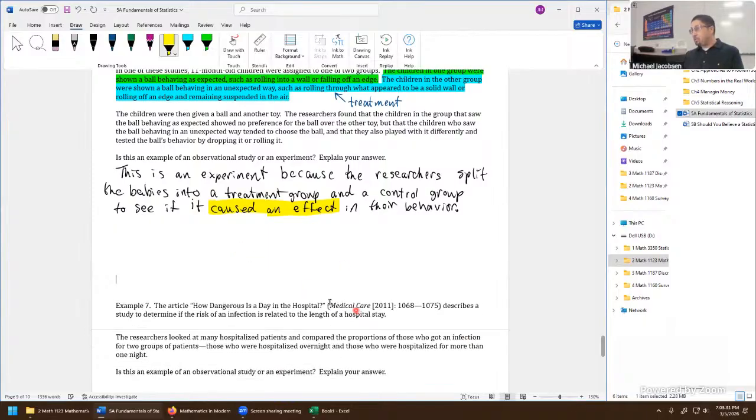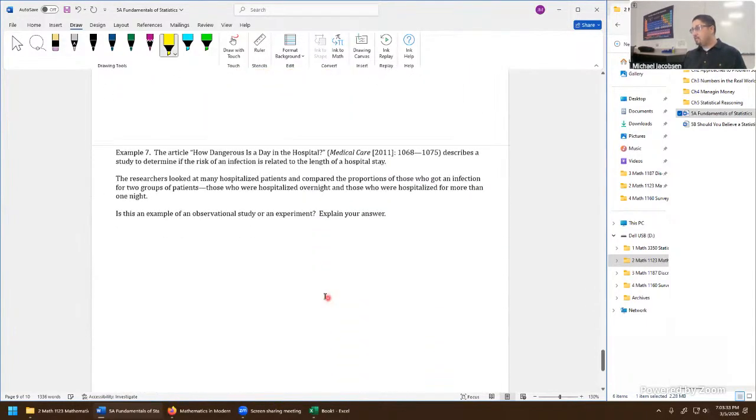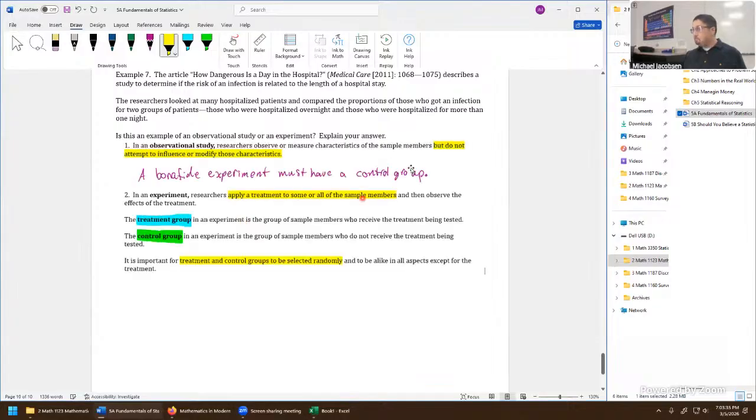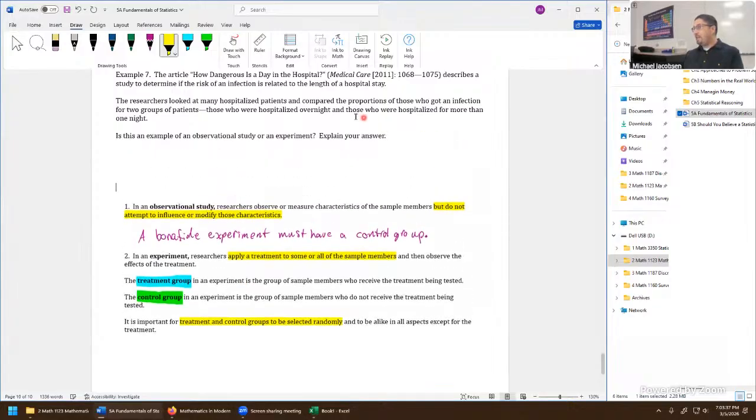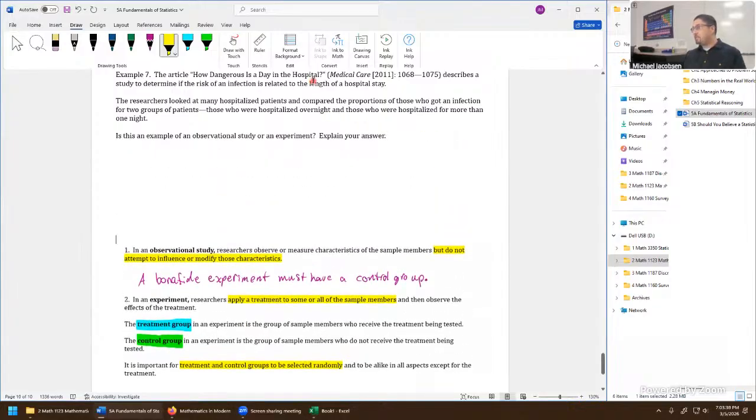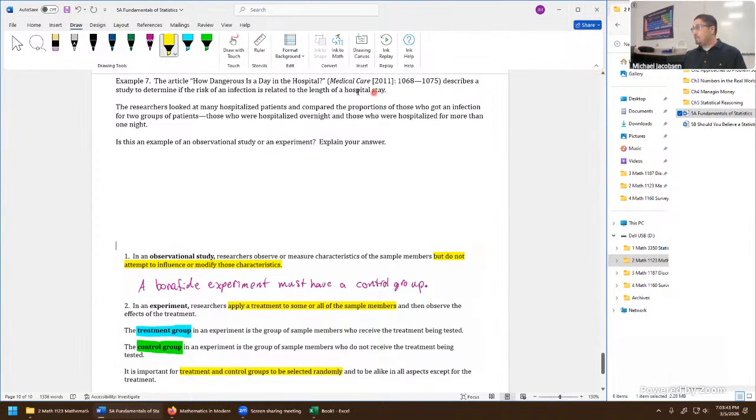And here's our next example to take a look into. It has a pretty inflammatory sounding title. How dangerous is a day in the hospital? In my opinion, it can be very, very dangerous. Lots can go wrong. And this looks like it was a real study in 2011. It describes a study to determine the risk of an infection.